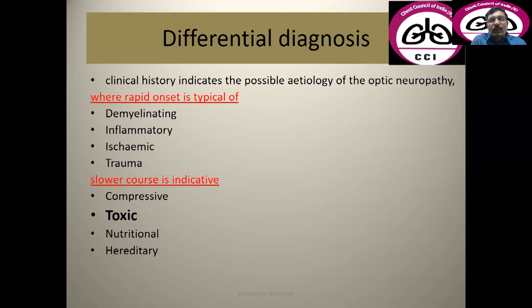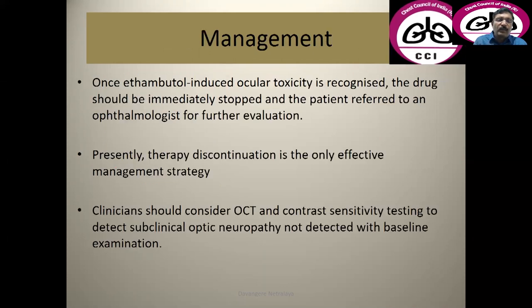When you look at a patient with optic neuropathy associated with ethambutol, you need to differentiate it from other forms of optic neuropathy, especially those with rapid onset, with causes like demyelinating disorders, inflammatory disorders, ischemic changes, or trauma. In slow onset optic neuropathy, you need to rule out compressive lesions of the optic nerve or optic chiasma, other toxic conditions, nutritional conditions, and hereditary causes.